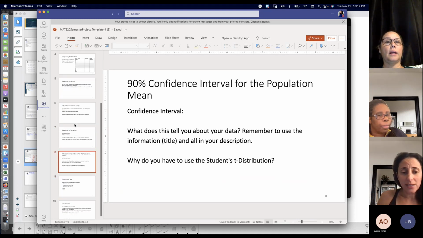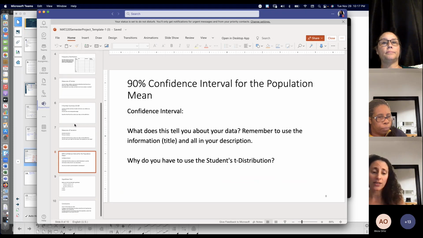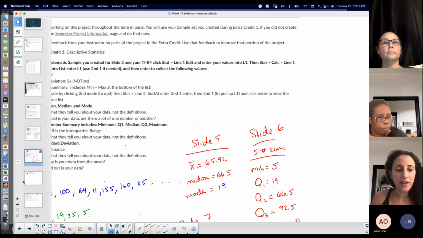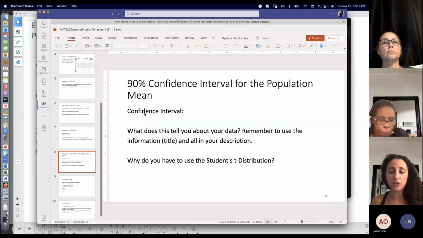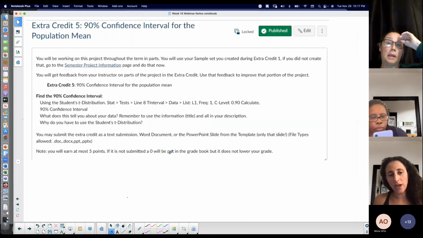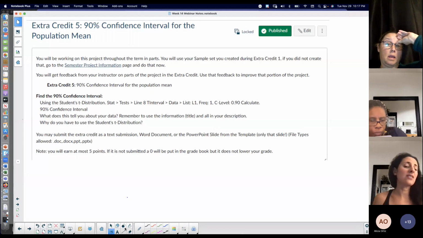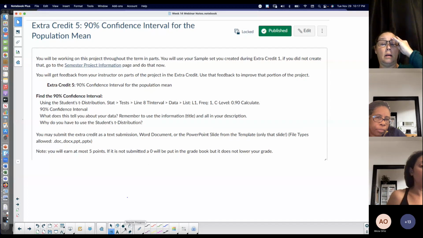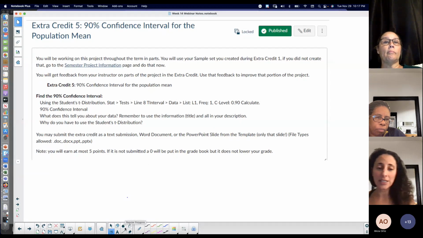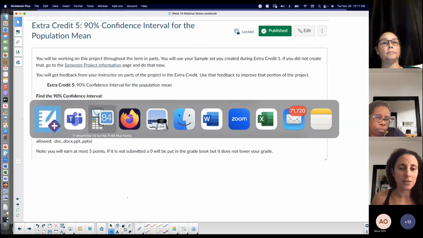Last couple of slides is a confidence interval and a hypothesis test. So once you have your data in your calculator, this is easy. You want to find a 90% confidence interval. What does this tell you about your data? Why do you have to use a student t-distribution? You guys are using a student t-distribution because you don't know the population standard deviation. You don't know it, so you have to do t, and that's the reason.